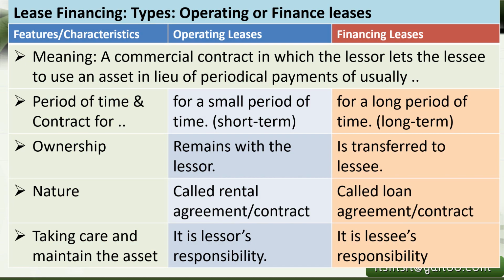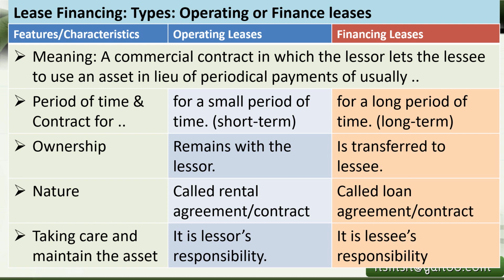So let's compare operating and financing leases. There are two kinds of leases: one is the operating lease and the other is the financing lease. We will understand the meaning of operating leases and financing leases with all their features using this table. Both actually have the leasing feature. The meaning is the same.